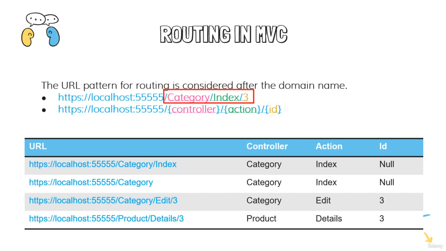page to be loaded. In the first example, you see we have something called category, then we have an index and some number. When we are working with MVC, after our port number or domain, whatever is the first thing that we have will be the name of the controller. Then the next forward slash after that will be the action of the controller, and after that, if you have something, that will be the ID. This is the pattern of routing with MVC.